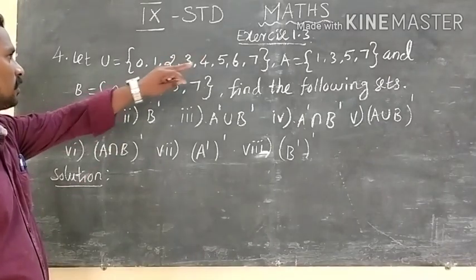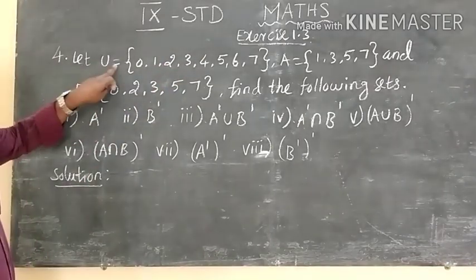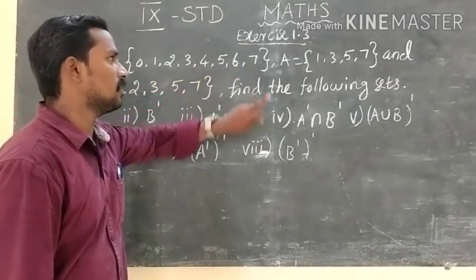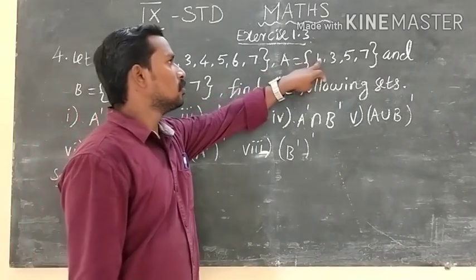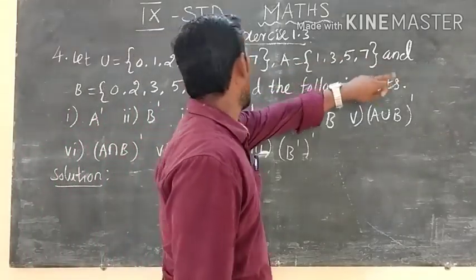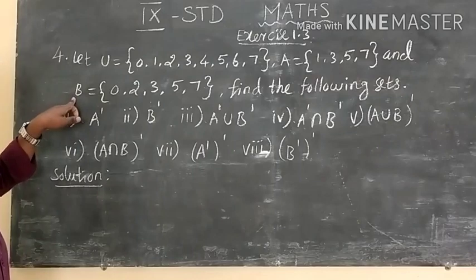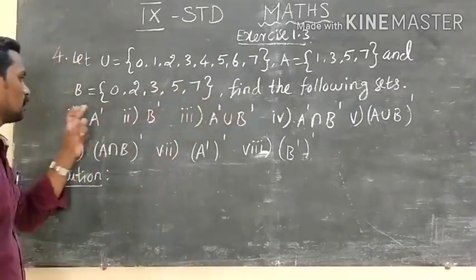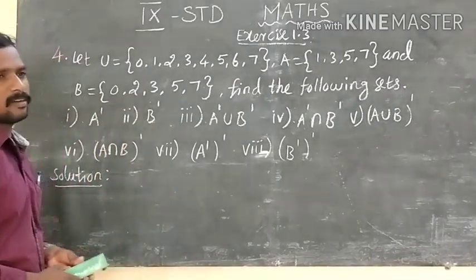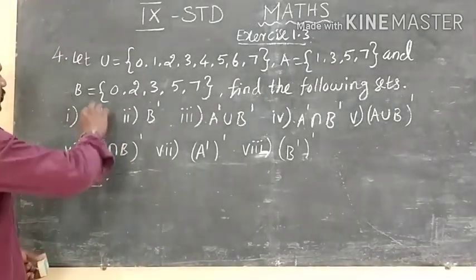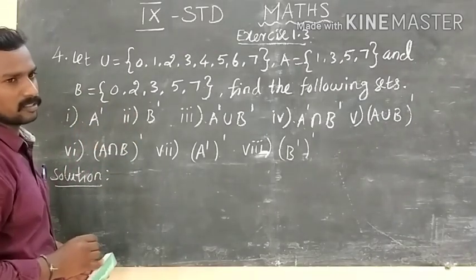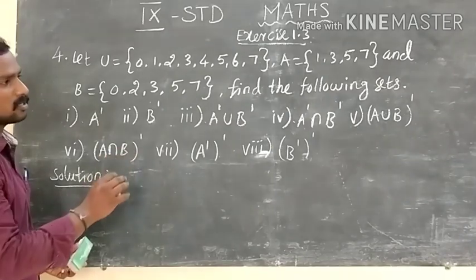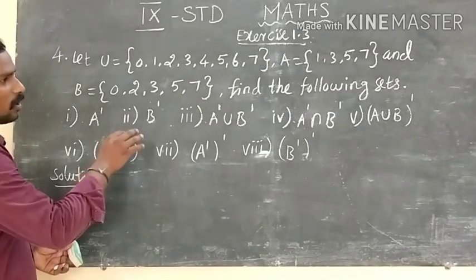From Exercise 1.3, the fourth sum: let U be the set of all 0, 1, 2, 3, 4, 5, 6, 7, A the set of all odd numbers 1 to 7, and B the set of all 0, 2, 3, 5, 7. Find the following sets. This type of question we have already discussed, because the third sum is the same manner. Here I find only some answers. The remaining questions you find out. This is your homework.